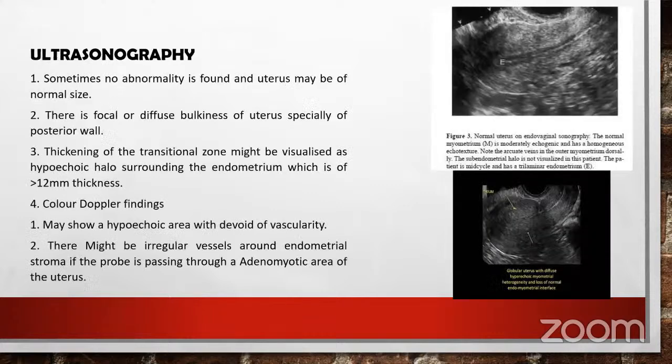Ultrasonography. Sometimes no abnormality is found and uterus may be of normal size. There is focal or diffuse bulkiness of uterus, especially of the posterior wall. Thickening of the transitional zone might be visualized as the hypoechoic halo surrounding the endometrium, which is of more than 12 millimeter thickness. Color Doppler findings may show a hypoechoic area devoid of vascularity. There might be irregular vessels around endometrial stroma if the probe is passing through the adenomyotic area of the uterus.